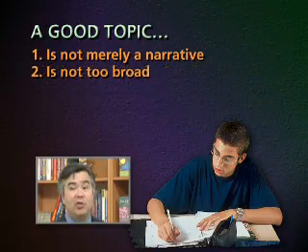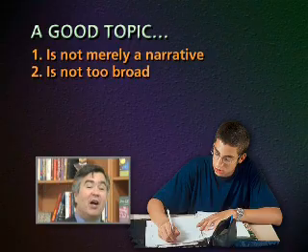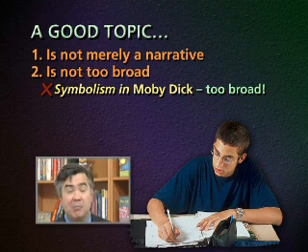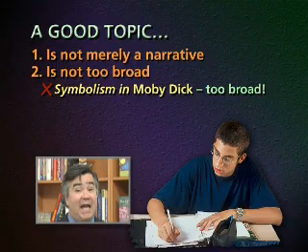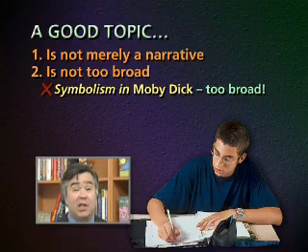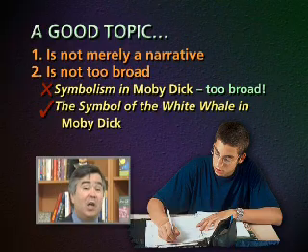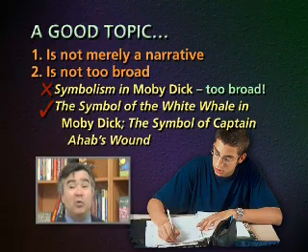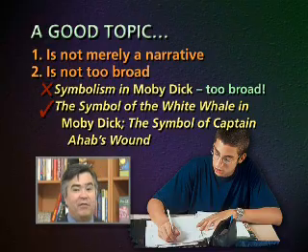Second, a good topic is not too broad. For example, suppose you were writing about Melville and Moby Dick. A topic like symbolism in Moby Dick probably wouldn't work well for a 10 to 15 page paper. Most of the elements in the book are symbolic in some sense, and dozens of books have been written about the structure of symbolism in Moby Dick, so you really need hundreds of pages to cover the topic adequately. So the symbol of the white whale in Moby Dick, or the symbol of Captain Ahab's wound, would make a better topic because you could cover that adequately in 10 to 15 pages.